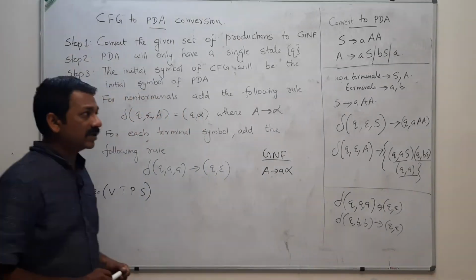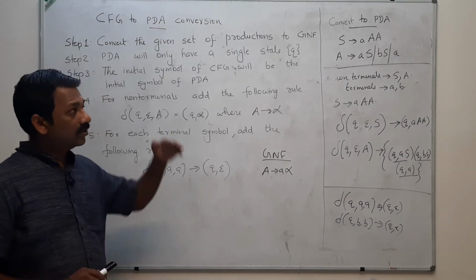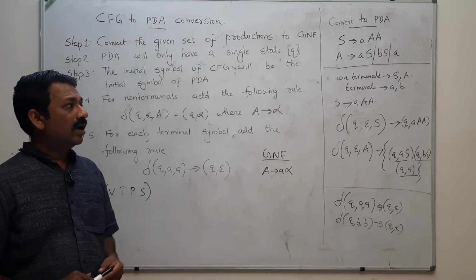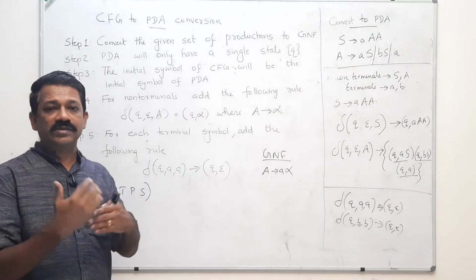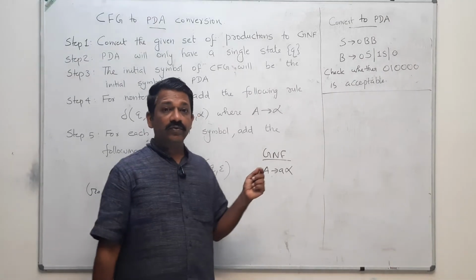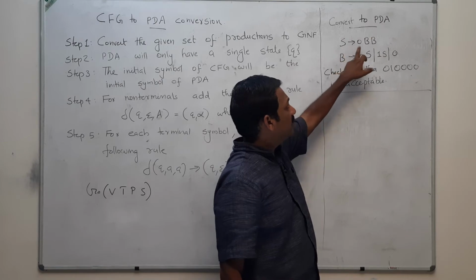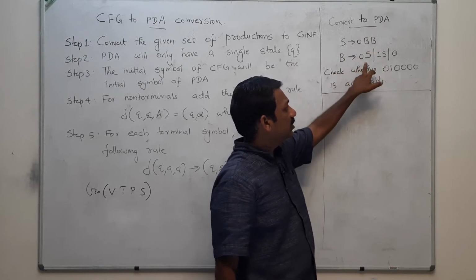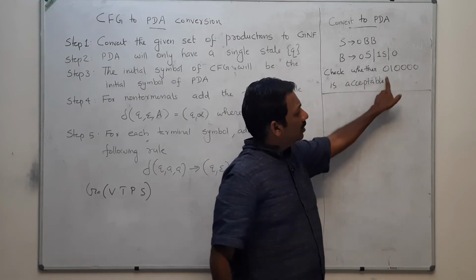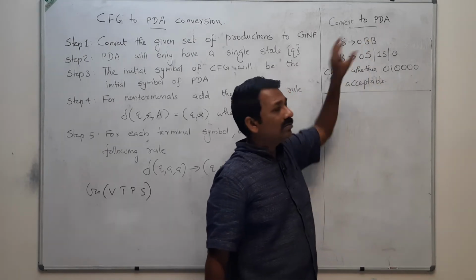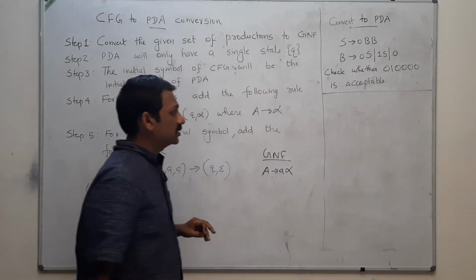And I will show you another example also. And after doing that example, I will show you whether this is true or not with an example. Now we are going to do another problem. That means convert to PDA. S derives 0BB and B derives 0S, 1S or 0, and check whether this is a valid string according to this grammar using that PDA. Okay, that we are going to discuss.